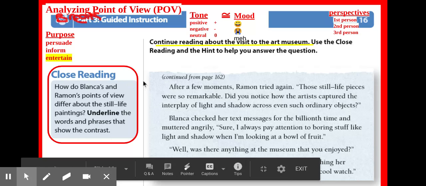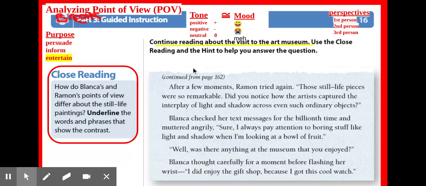All right, so now we're going to make sure we go through and we're going to number our paragraphs because we're picking up from our last one.